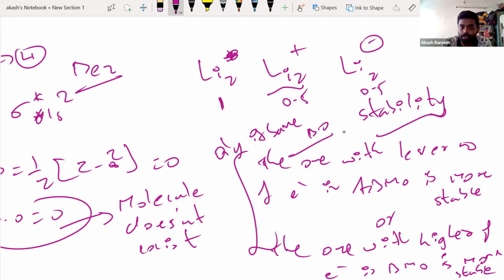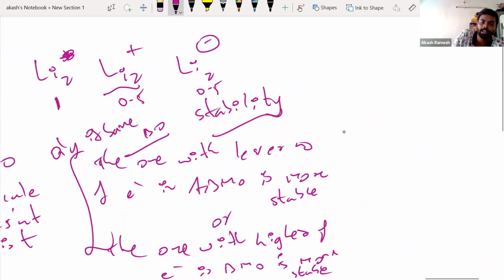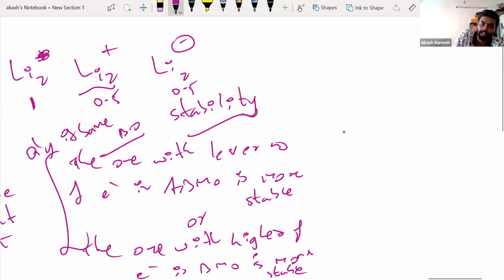In this case, Li2 1 plus and Li2 1 minus have the same bond order of 0.5 and 0.5. Whenever you find this kind of situation, for stability there should be fewer electrons in the anti-bonding orbital, because the anti-bonding orbital doesn't favor bond formation. And second, if the number of electrons in anti-bonding molecular orbitals is the same, then you go for the one with a higher number of electrons in bonding molecular orbitals. If you look at the example, you will clearly understand. Say for Li2 plus, if I write the configuration, it will be sigma 1s2.